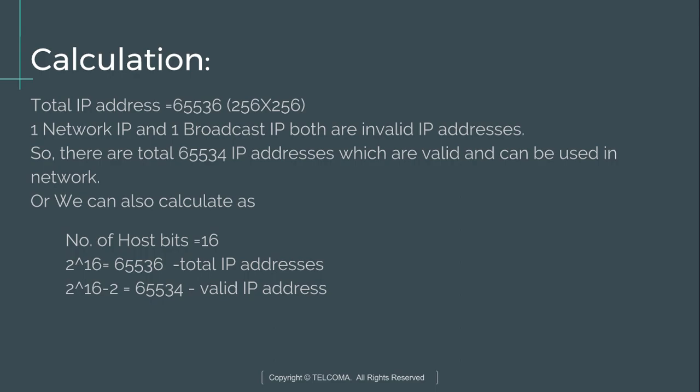We can also calculate the total number of IP addresses, as we know here the number of host bits is 16, because it covers the 2 octets of host bits. So 2 raised to power 16 equals 65,536, which represents the total IP addresses, from which 2 are invalid IP addresses. Subtracting 2, we get 65,534 valid IP addresses. So this is all about how to calculate the subnet mask, network ID, or the broadcast ID of the given IP addresses.